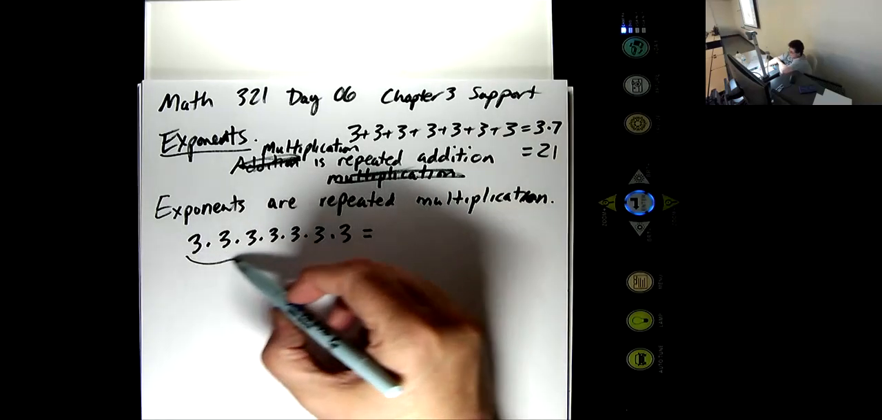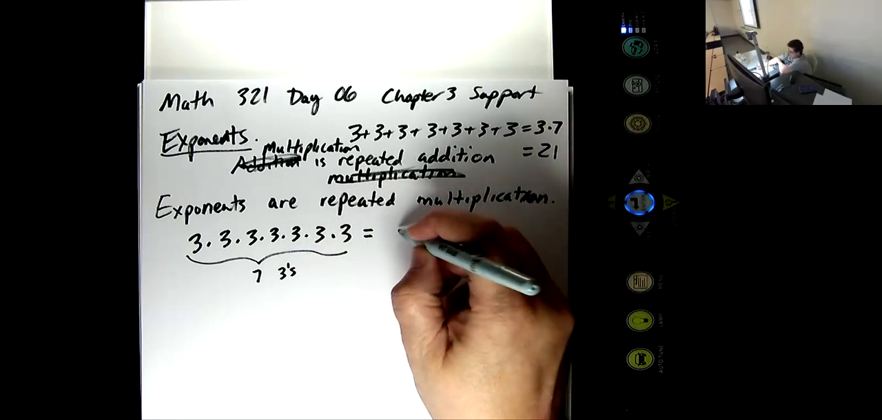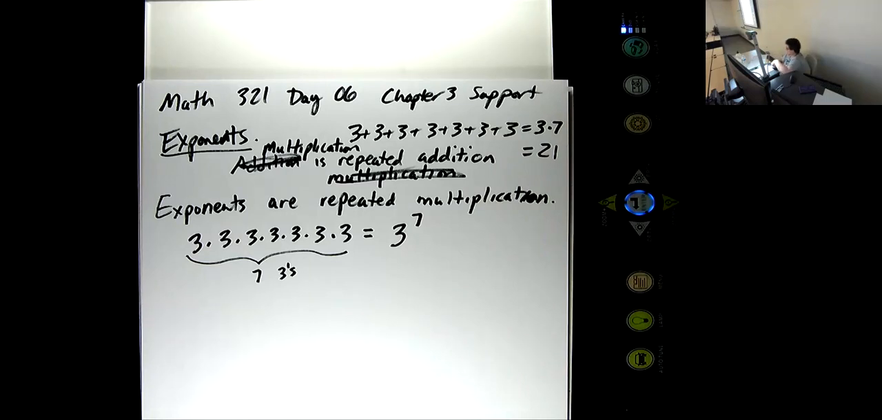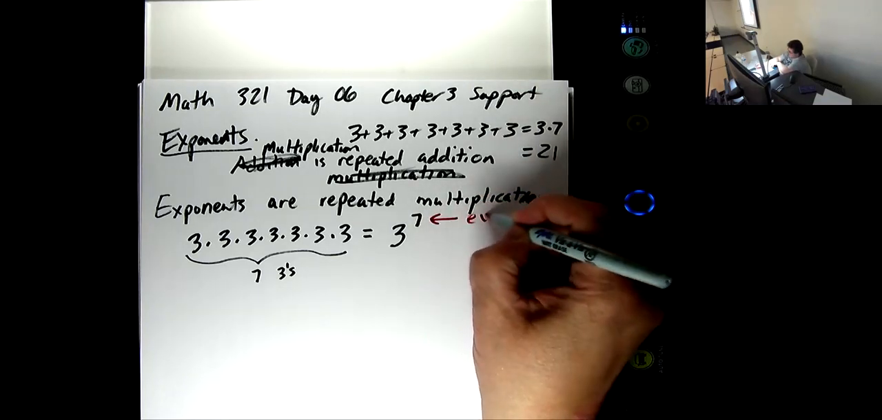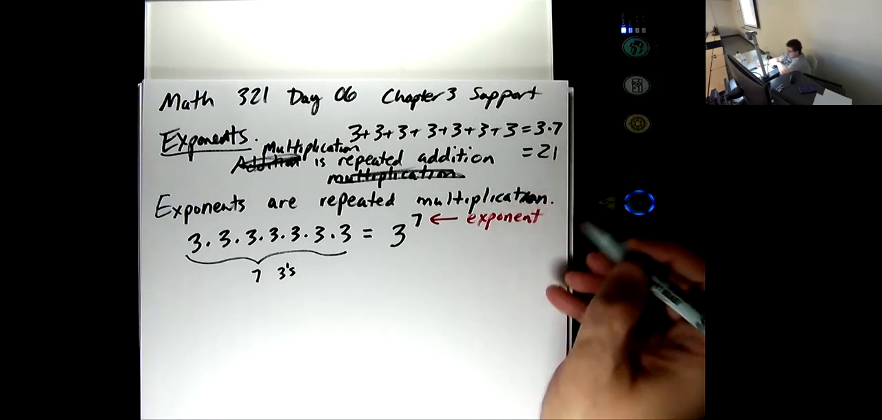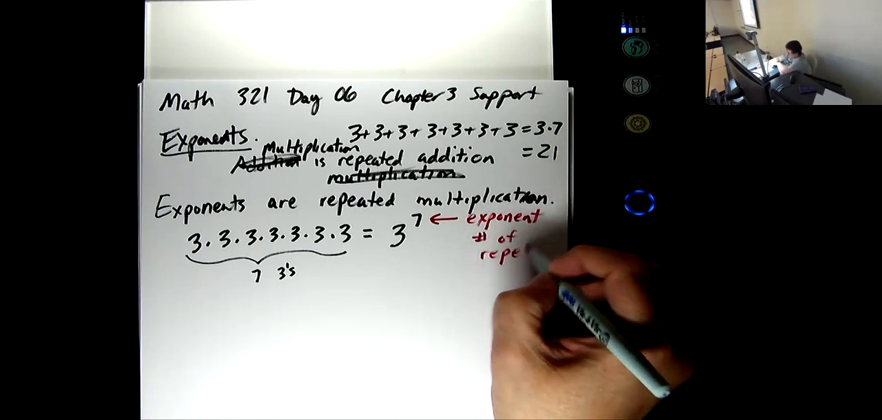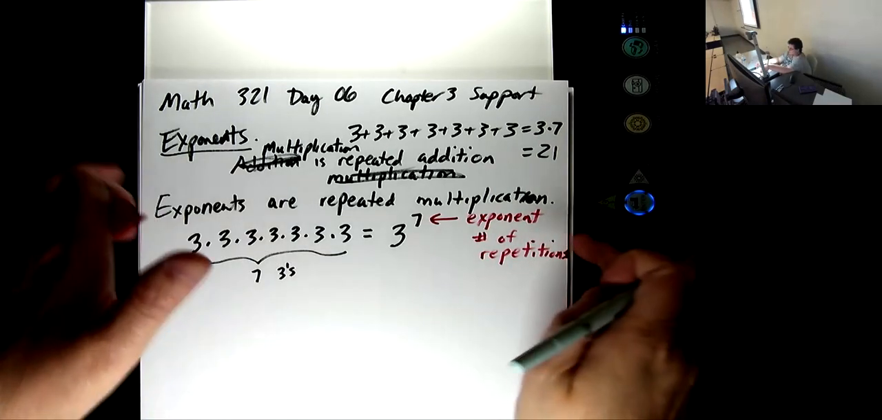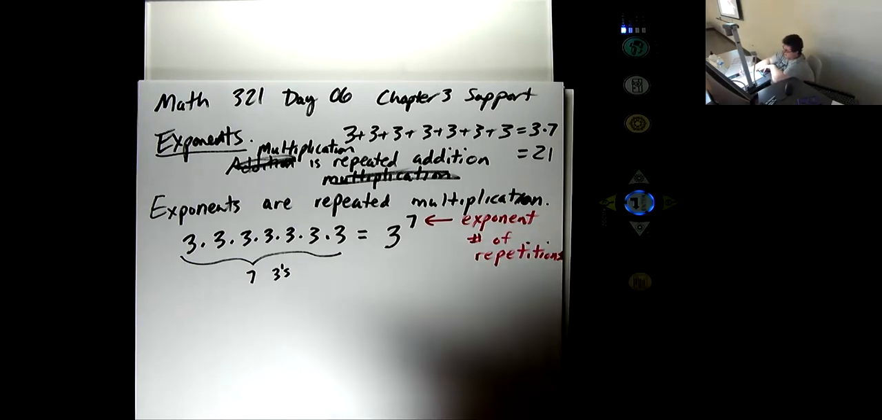What we do is we count the number of 3s. There are 7 3s here. So we write this as 3 with a 7 above it. This here is called the exponent, and it's the number of repetitions. The number on the bottom is the base.